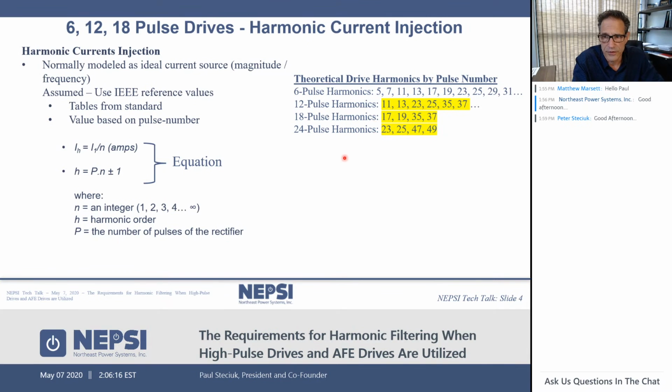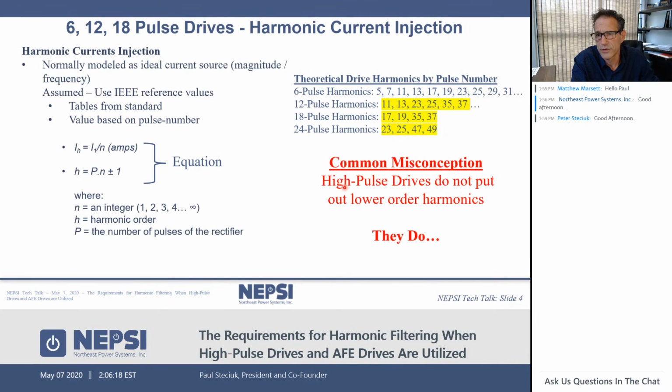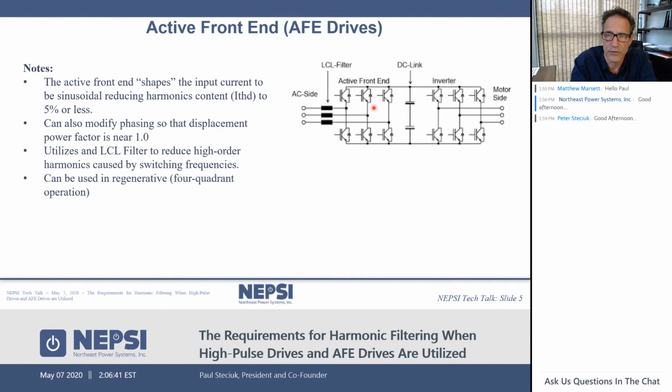The reality, though, is that these drives do put out harmonics at the frequencies below the 11th. The 12-pulse will put out some 5th and some 11th harmonic. And it's important to understand that this does exist. In theory, it should not, but in reality, it does. And that small amount of harmonics that these drives do put out can be of concern. And we're going to talk about that today, that small amount of harmonic current.